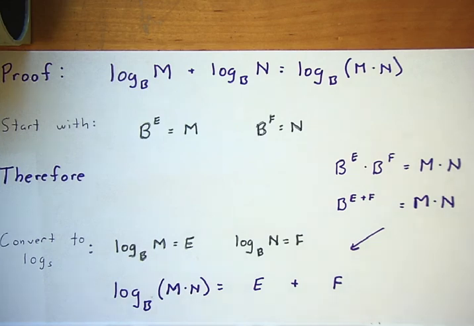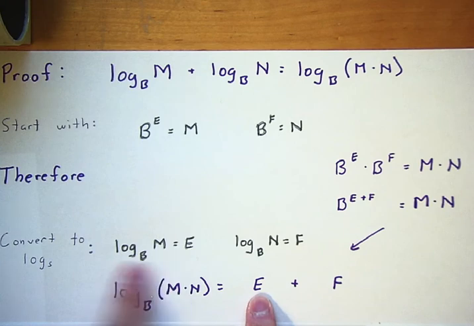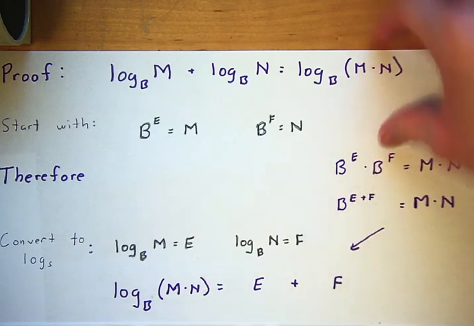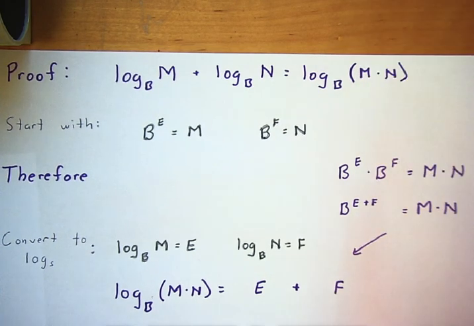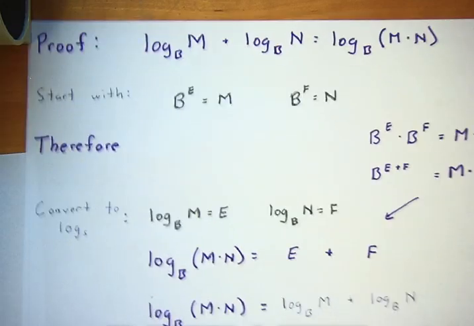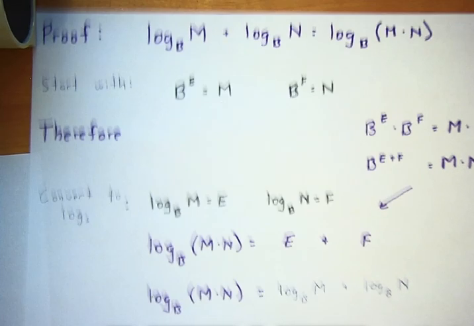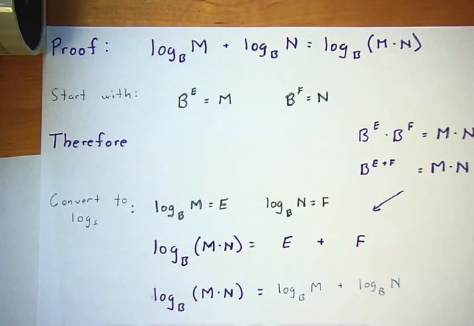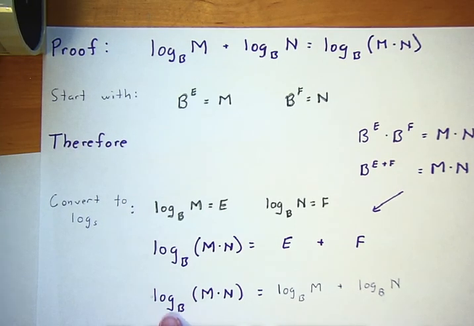All right. At this point, what I'm going to do is substitute. I know that E is equal to log base B of M, so I'm going to change this E for this. I'm going to change this F for that. So doing that, I get that. Okay, so I change the E to log base B of M, change the F to log base B of N.